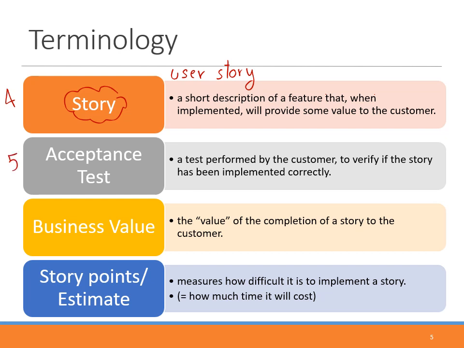All right, item number 5, acceptance test. Okay, it's a test, of course. It's a kind of software testing that is performed by the customer in order to verify that the story, the thing we implement as part of our software, has been implemented correctly and satisfactorily. Okay, so remember one of the Agile values and principles, right? We have what we call working software.